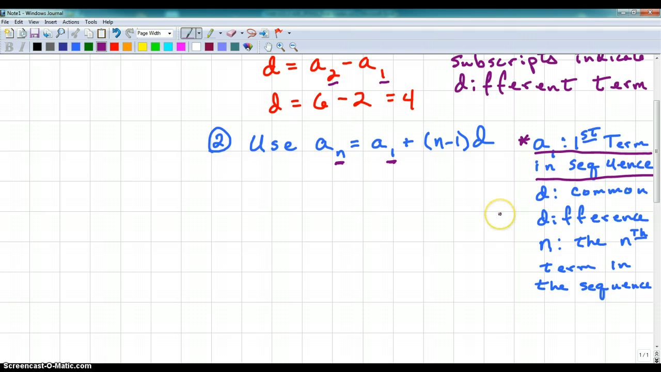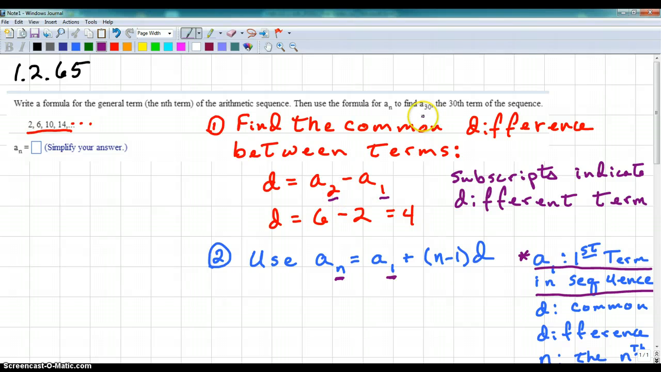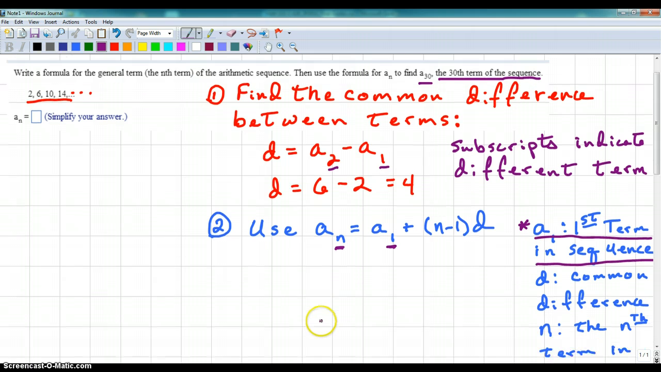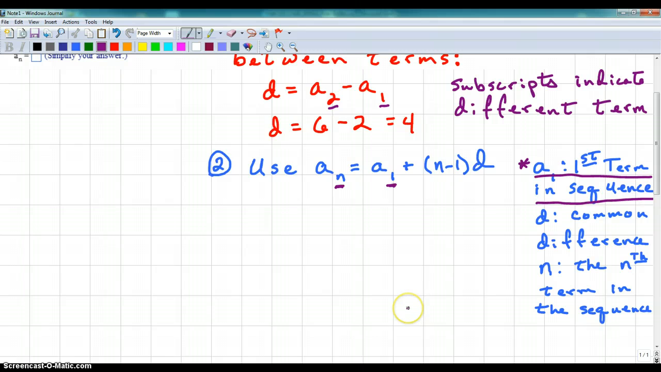This changes depending upon the sequence. A sub n means that we're looking at the nth term, and I can pick whatever number that is. Let's say n is equal to 72, then I'm looking at the 72nd term. For this particular problem, we're looking at a sub 30, which is the 30th term of the sequence. Remember that n is the number in the sequence that we're looking for.